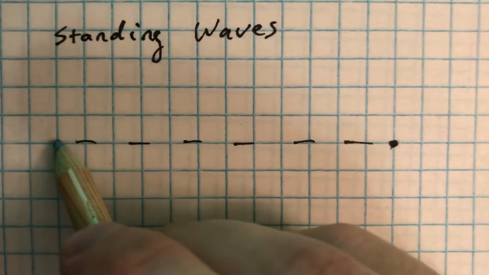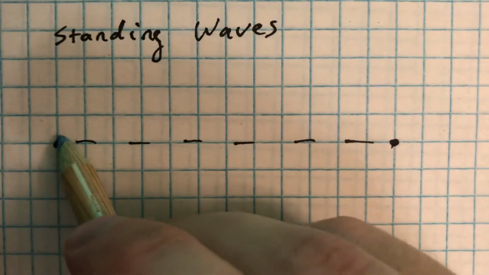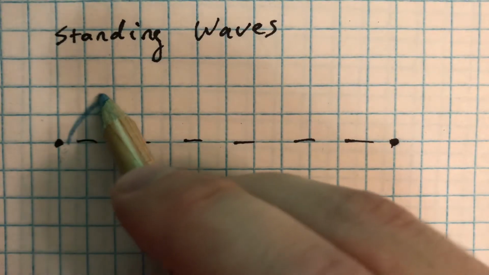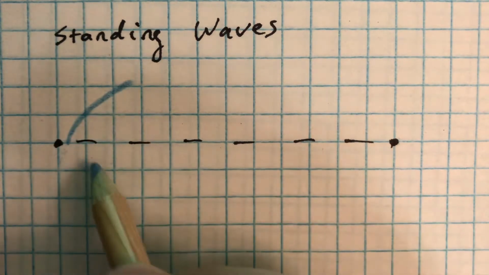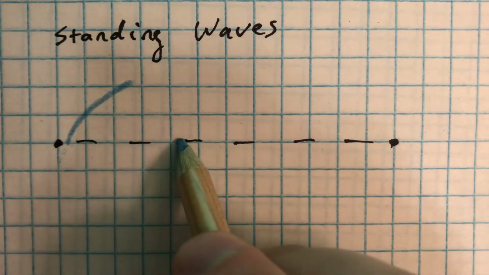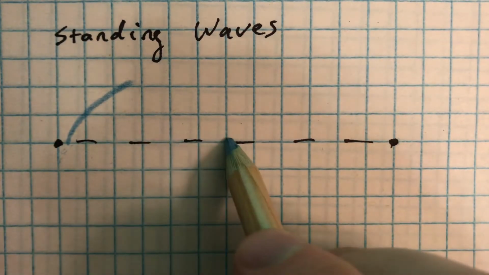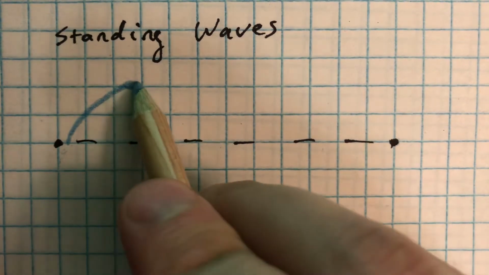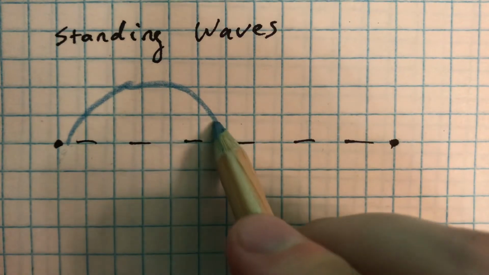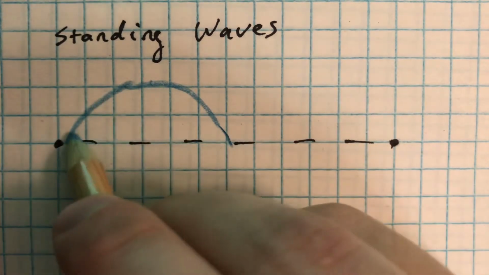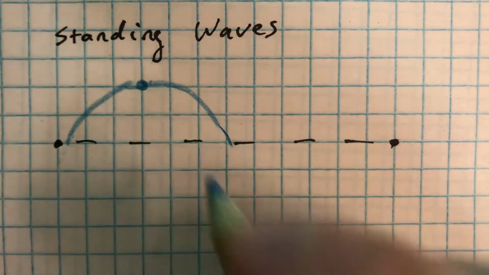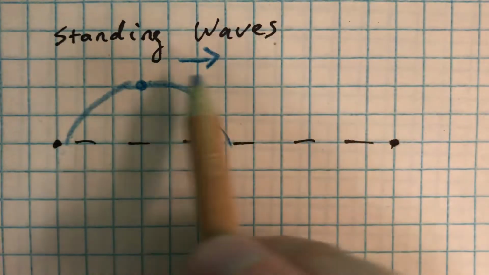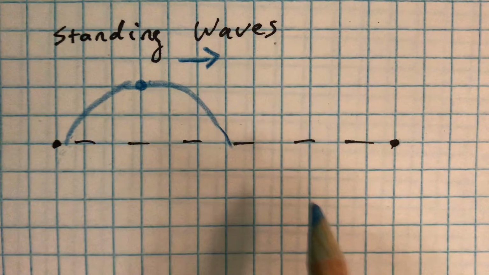So say, with the flick of my wrist, I send a pulse from this end, like so. And I want to give this crest a width of 6 units, roughly. So this crest, with the flick of my wrist, let's say it travels in the rightward direction as such.